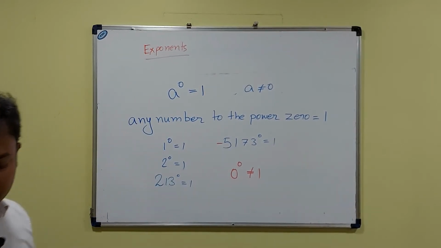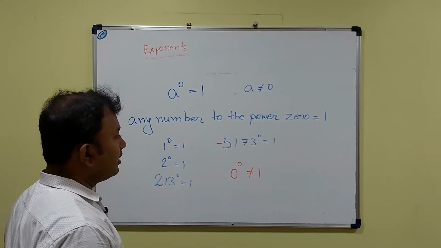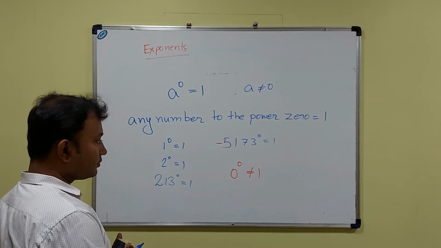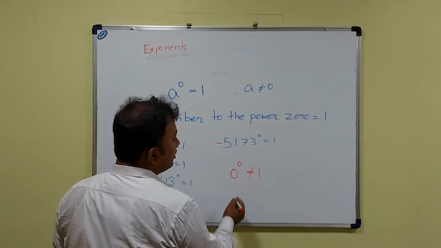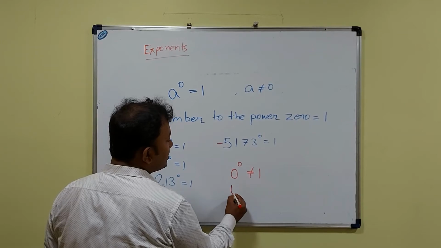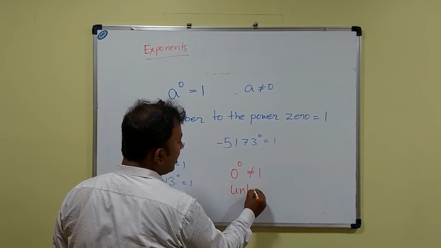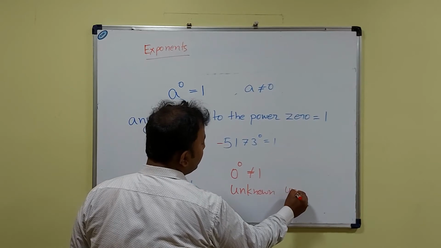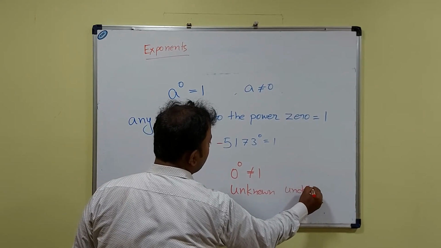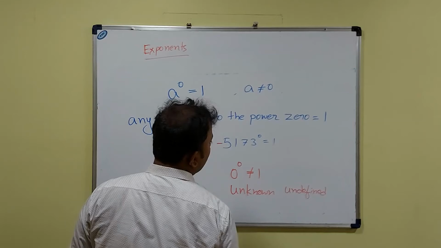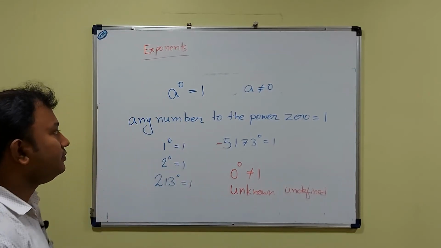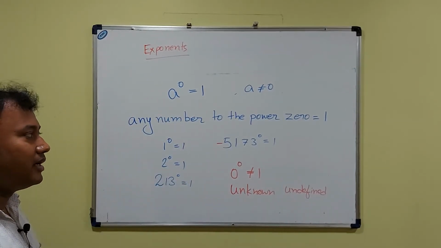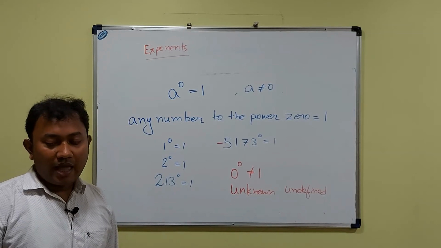So this is also understood. 0 to the power 0 is not equal to 1, this is unknown or undefined. These are some basic rules of exponents.